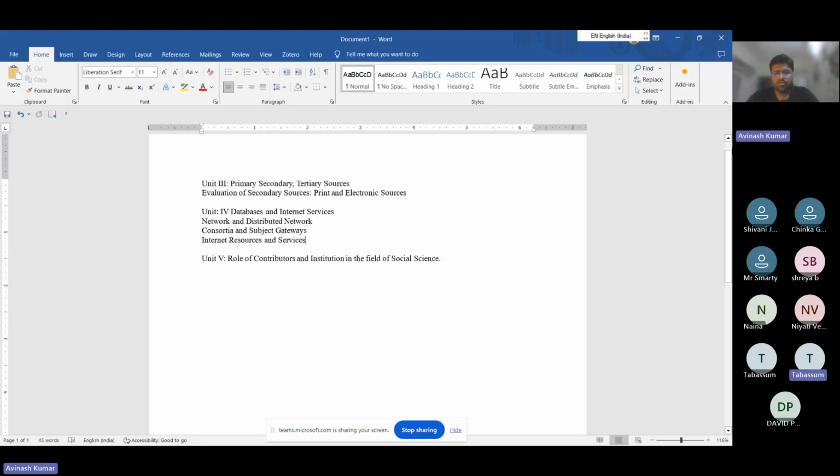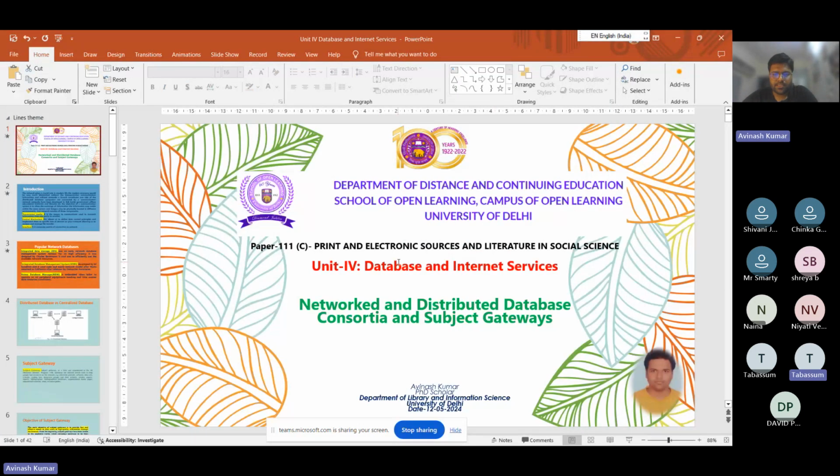So I will discuss unit 4, network, distributed and database. It means consortia and subject gateway. I will discuss more. But actually, as you all know, a network is a very important part of our life today. Without network, we cannot get access to anything.